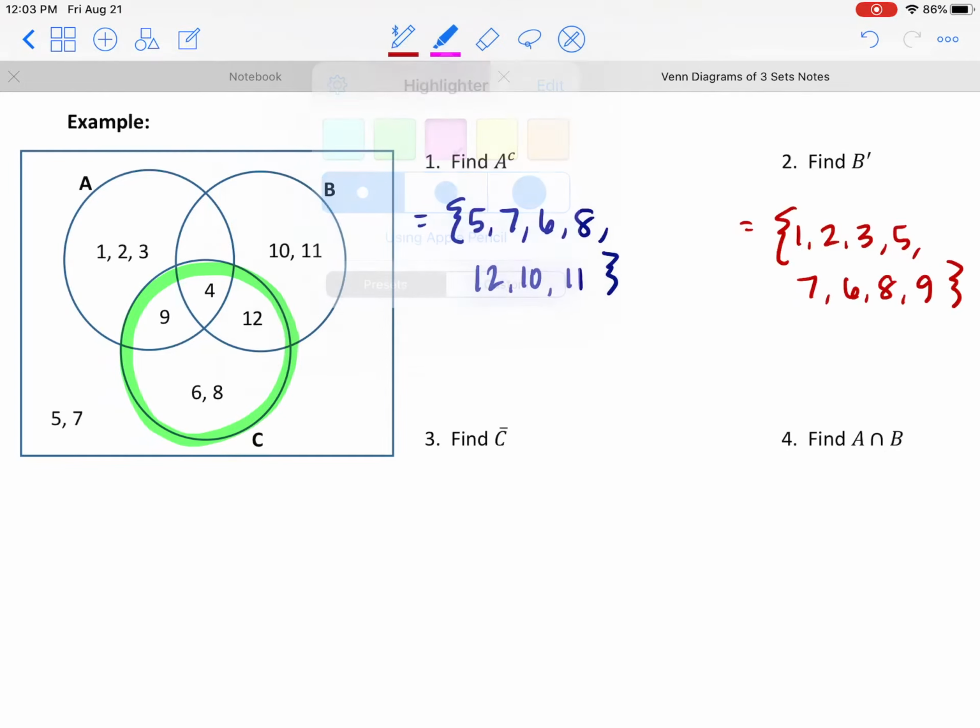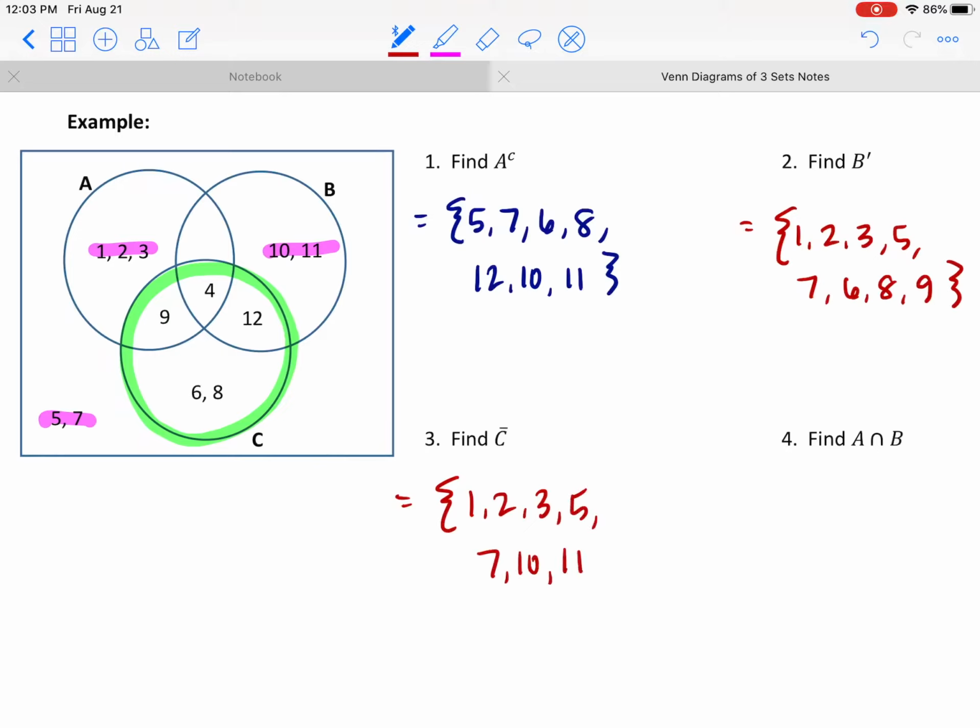What is not in C is the 1, 2, 3, the 5, the 7, and the 10 and 11. So not in C, we have, again, the 1, 2, 3, 5, 7, 10, and 11. And there it is. Okay? Hopefully we're doing all right. Alright, let's go. Next guy.